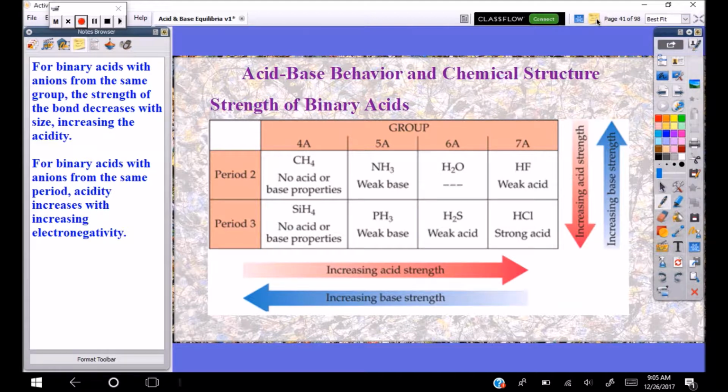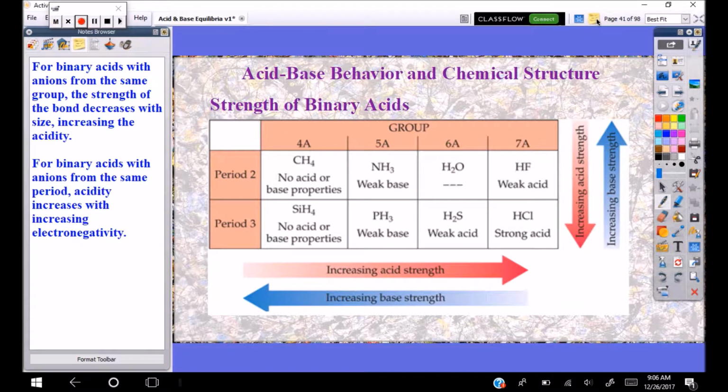Part of that has to do with the internuclear distance, the distance between the nucleus and the valence electrons. When we get to periodicity in the next unit, we'll be able to apply that a little bit more. We also know that for binary acids with anions from the same period, the same row, acidity increases with increasing electronegativity.